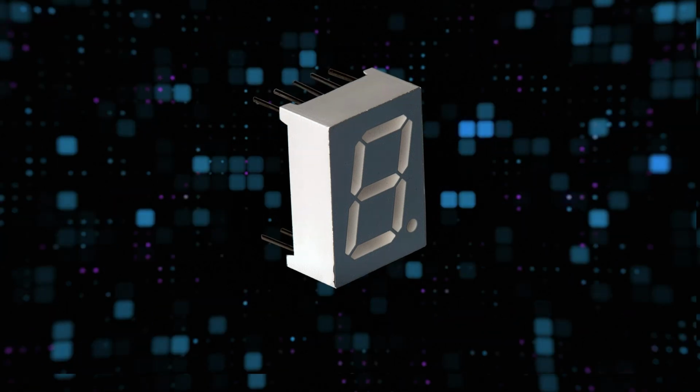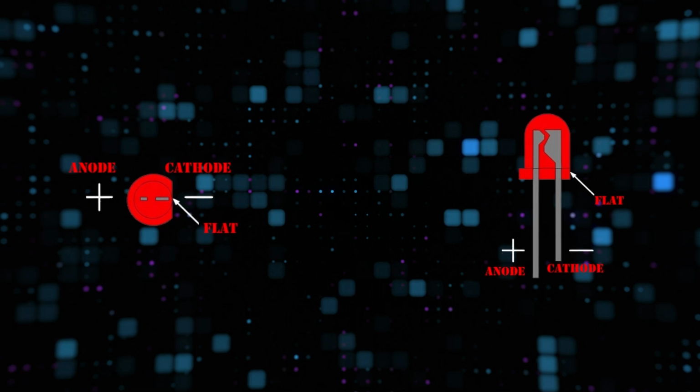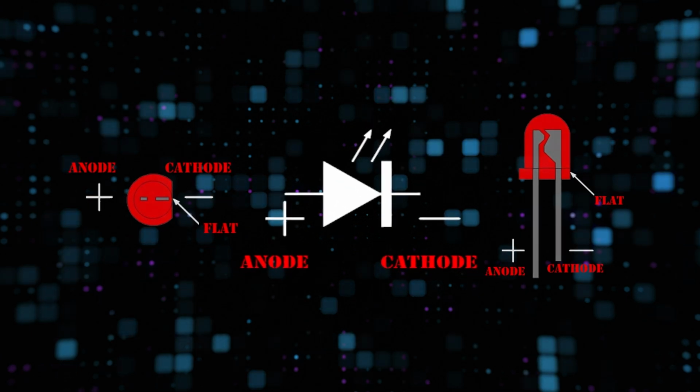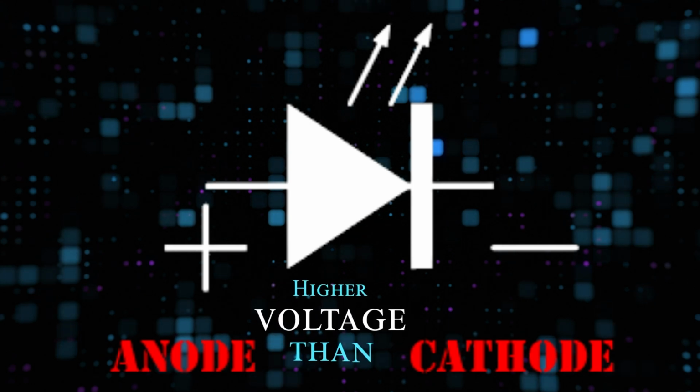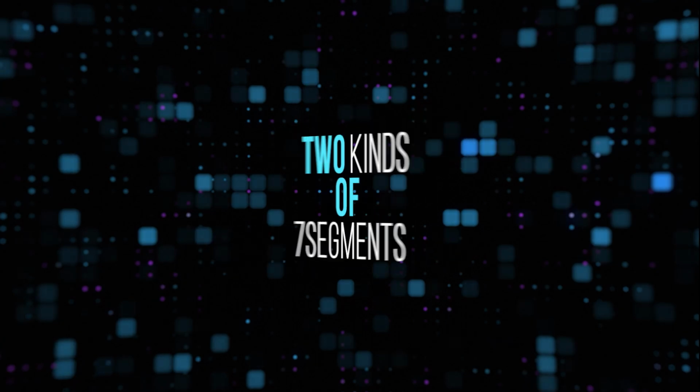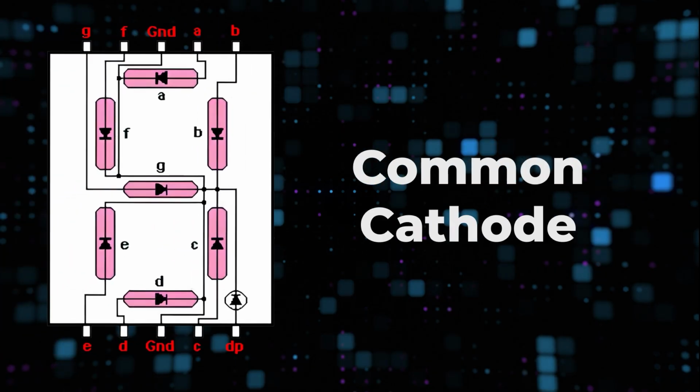Just as a reminder, note that an LED is a specific kind of diode, and a diode is on whenever the voltage of its anode is higher than the voltage of its cathode. We've got two kinds of 7 segments: common cathode and common anode.